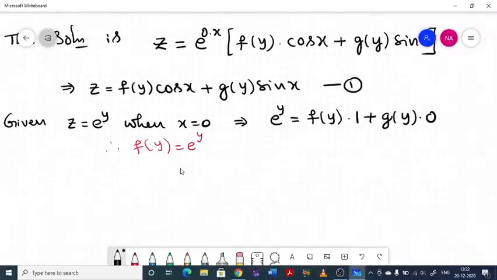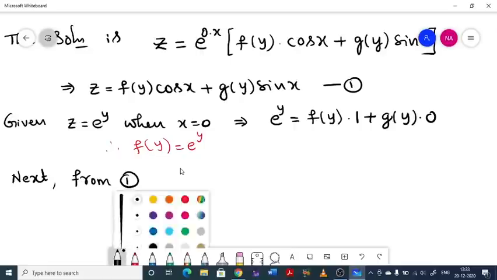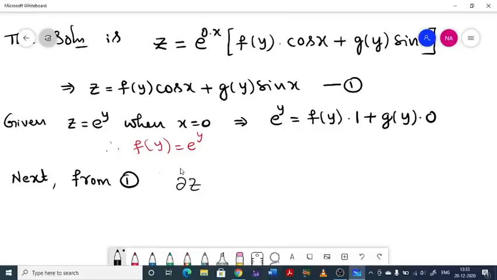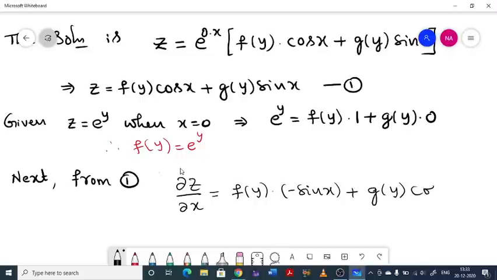Next I have to use the second condition. What is given in the second condition? When x is 0, dou z by dou x is 1. So from this I have to find dou z by dou x. From equation 1, dou z by dou x is, differentiate equation 1 both sides with respect to x partially. f of y into derivative of cos x, you get minus sin x, plus g of y into derivative of sin x, you get cos x.